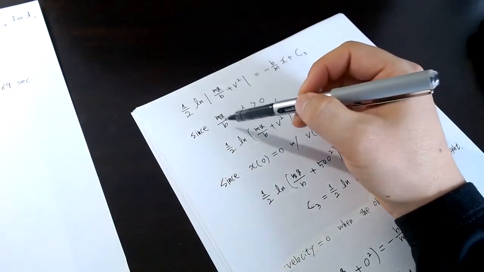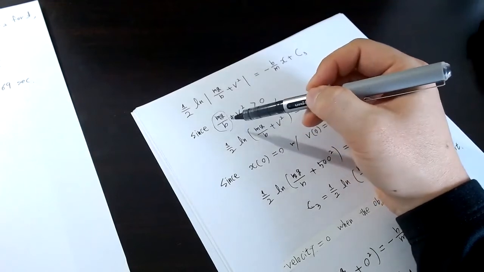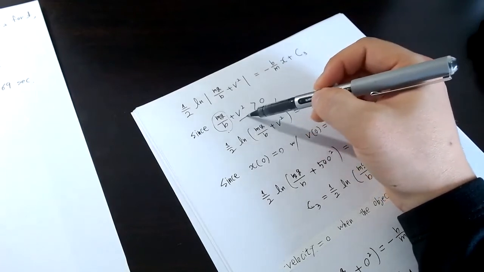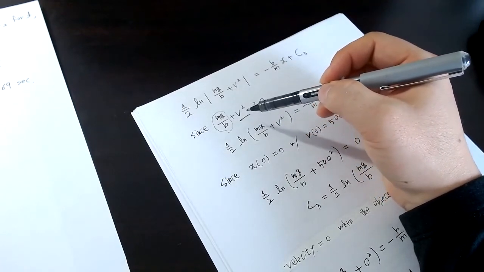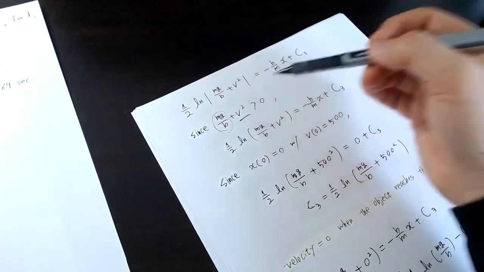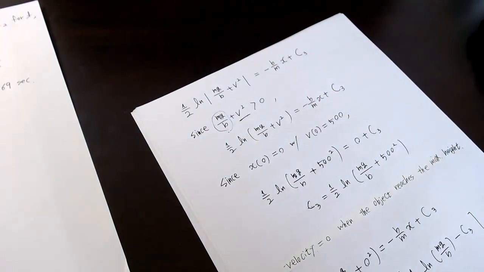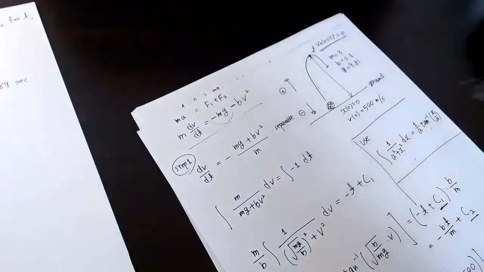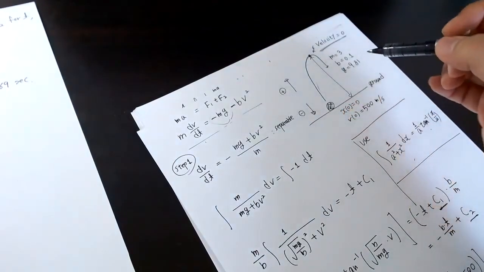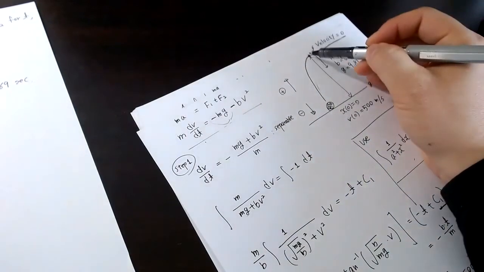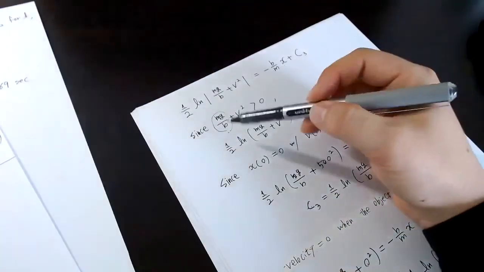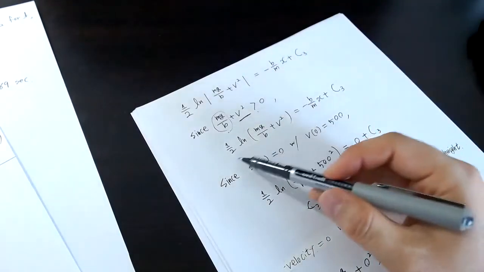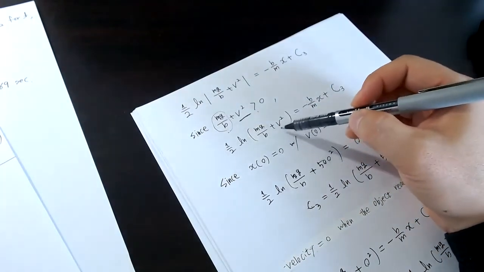Now look at this, mg over b is positive, because m, g, and b are all positive parameters, so the fraction must be positive, and v squared must be positive. I know the velocity must be decreasing until the object reaches the maximum height, but anyway, this is positive. Why? Because we set the upward direction as the positive direction. The object moves upward until here, so the velocity is positive, so mg over b plus v squared is positive. So we don't need the absolute value. Take it out, so we get 1/2 times the natural log of mg over b plus v squared.